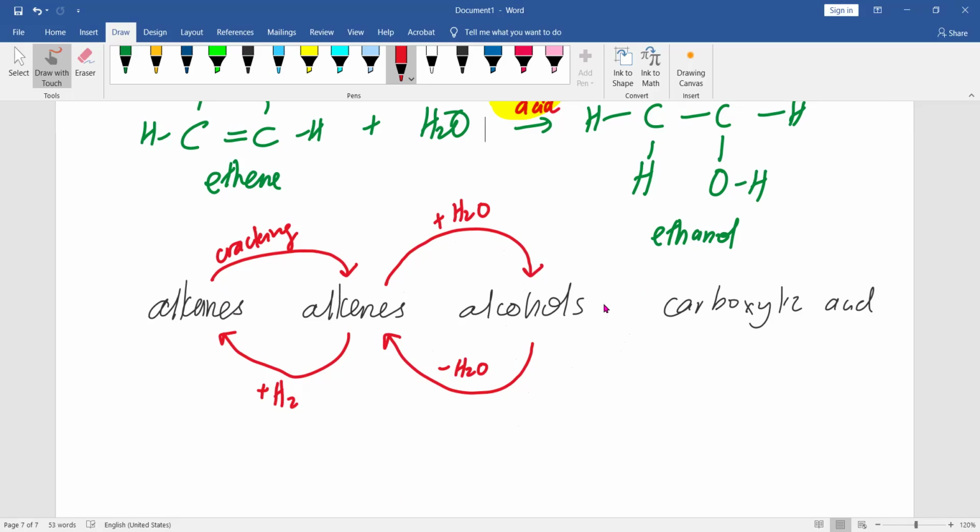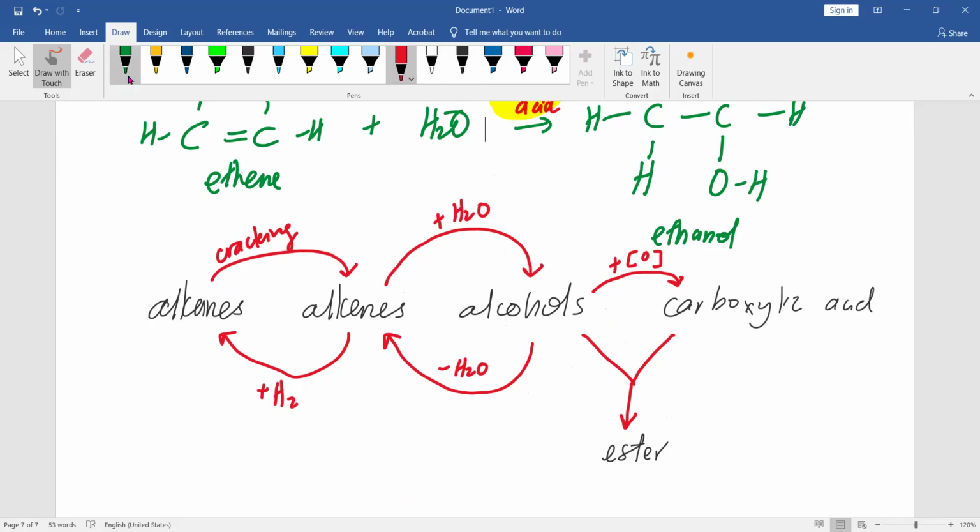Alcohol can change to carboxylic acid. It's called oxidation. We're going to learn it later. And finally, alcohol and carboxylic acid added together become an ester. So this is how all five of them are connected together.